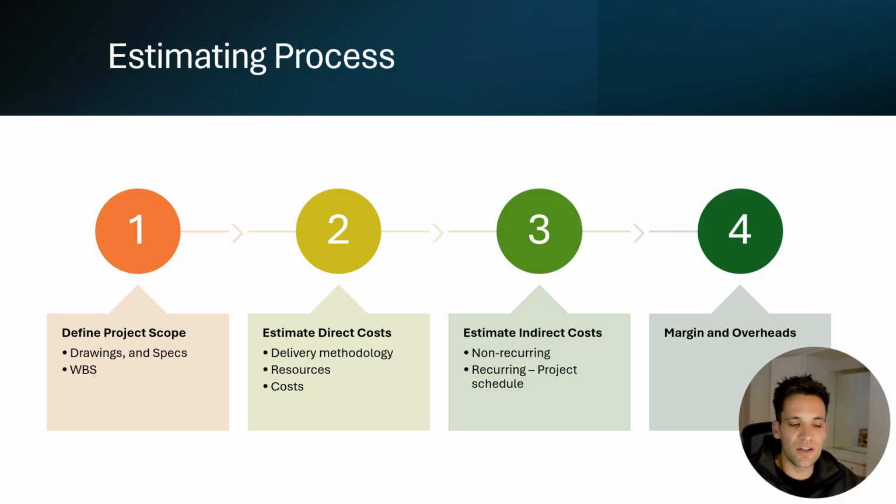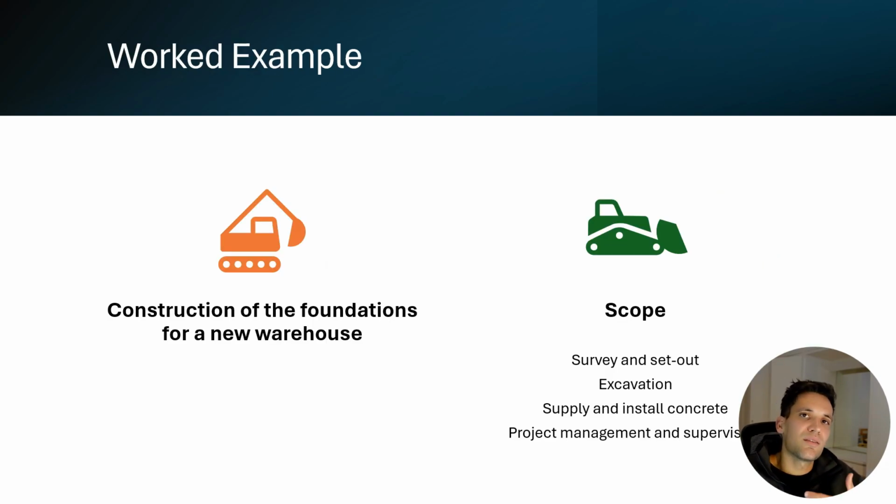So to work out our indirect costs, we can work out our non-recurring one-off costs, things like permits and applications. Then we need to work out our recurring costs. So these are the ongoing hire costs, staff salaries. And to calculate them, we're going to need a project schedule. Then once we've calculated all our project costs, we can apply our margin and overheads to this to get our prepared cost estimate.